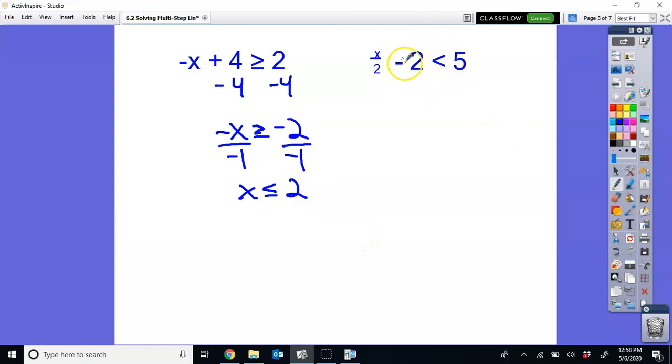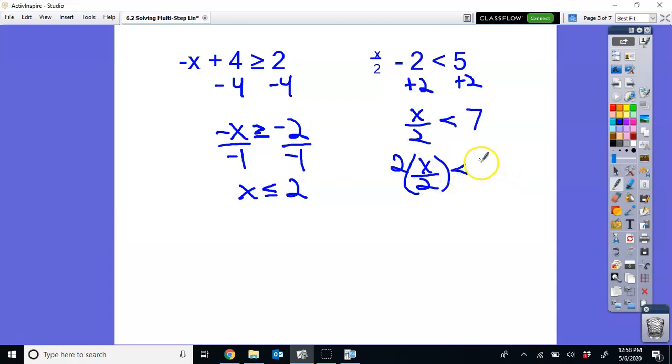On the other one over here, we have x over 2 minus 2 is less than 5. So we add 2 here, add 2 here. We get x over 2 is less than 7. 5 plus 2 is 7. Then we want to get rid of division. So the opposite of division is to multiply. So we multiply by 2 on this side, we multiply by 2 on this side. 2 times 7 is 14.